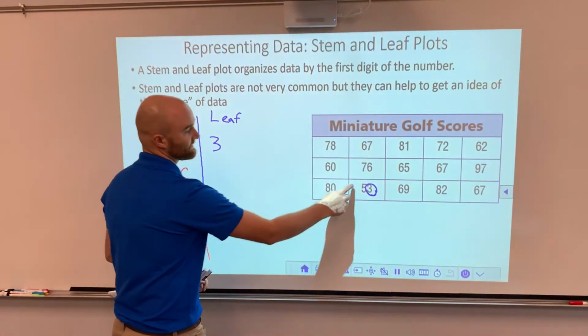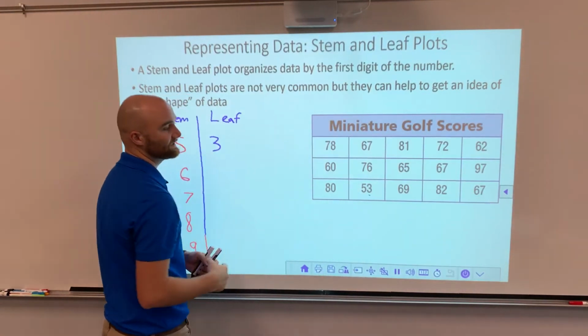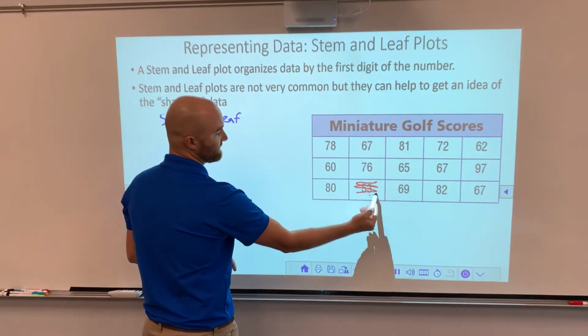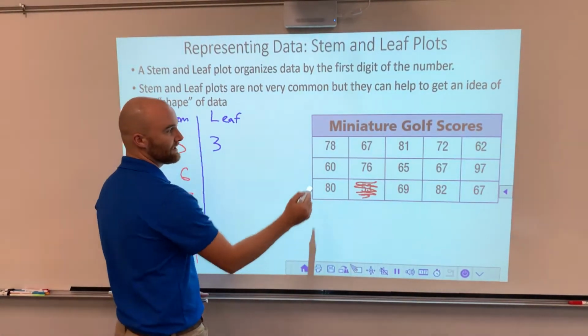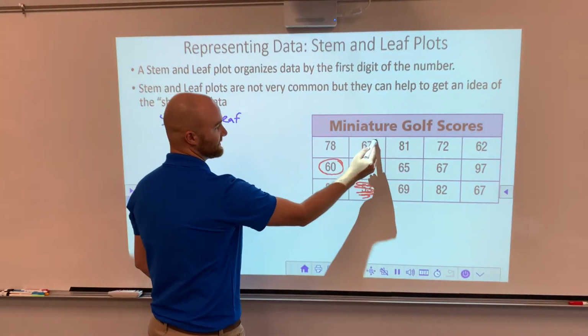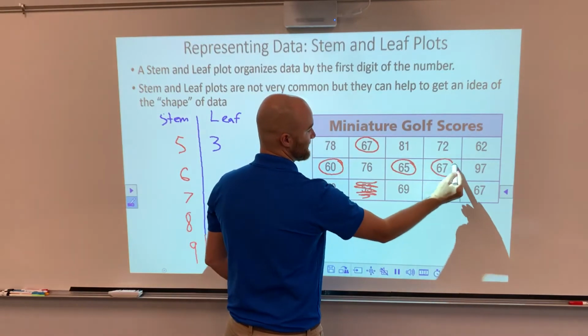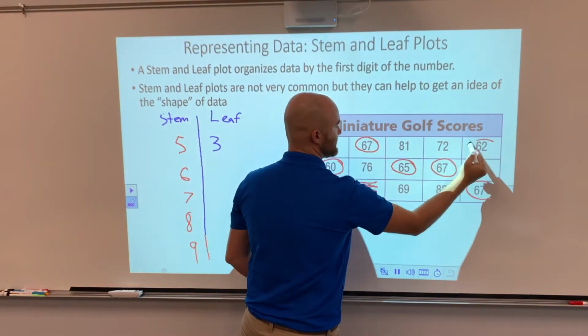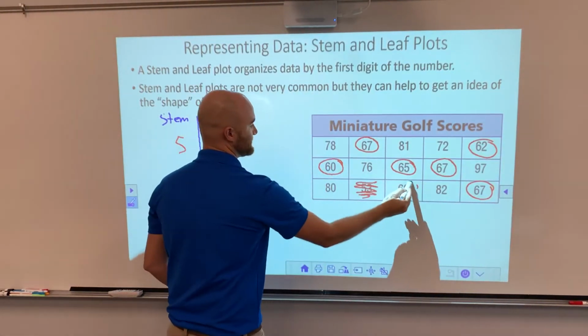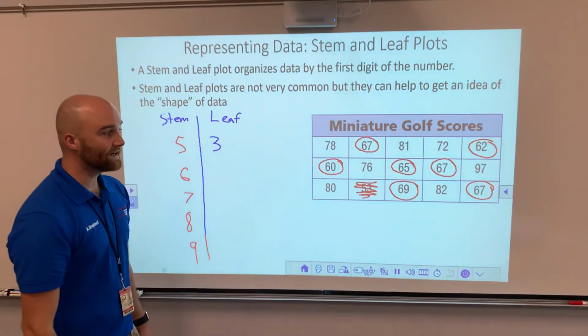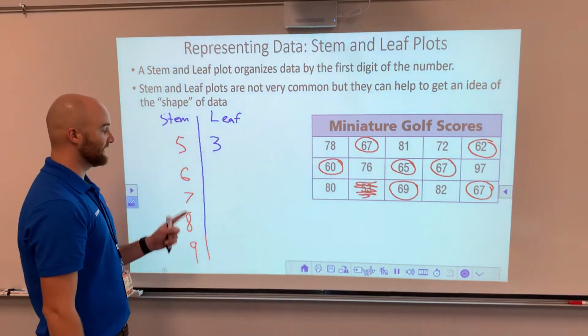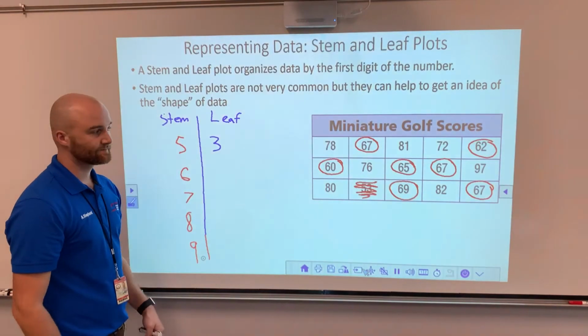Now let's look at 6. When I look at the 6s, I see a lot of those stems. We used up the 53, so I can scratch that one out. But for the 6s, I see 60, I see 67, 65, 67, 67, 62, and 69. We have quite a lot of 6s. We're going to have to fit a lot of leaves on here.